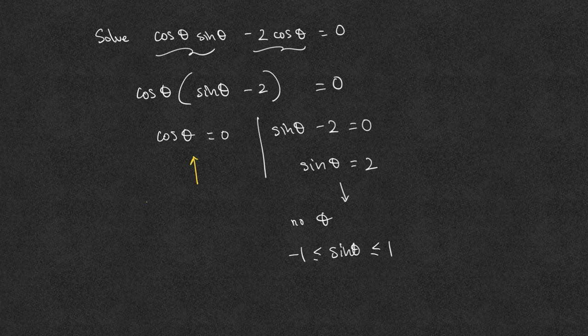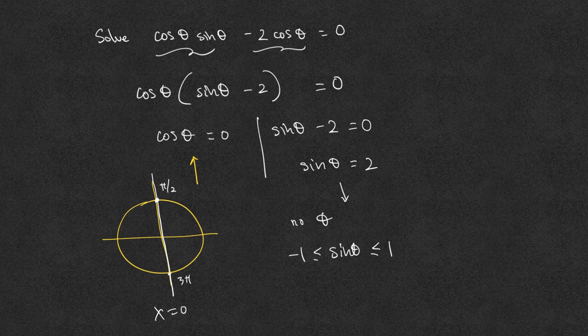Using the unit circle, we see that cosine of theta is defined to be the x-coordinate, so we would draw the line x equals 0. X equals 0 goes through the unit circle at two places, pi over 2 and 3 pi over 2.